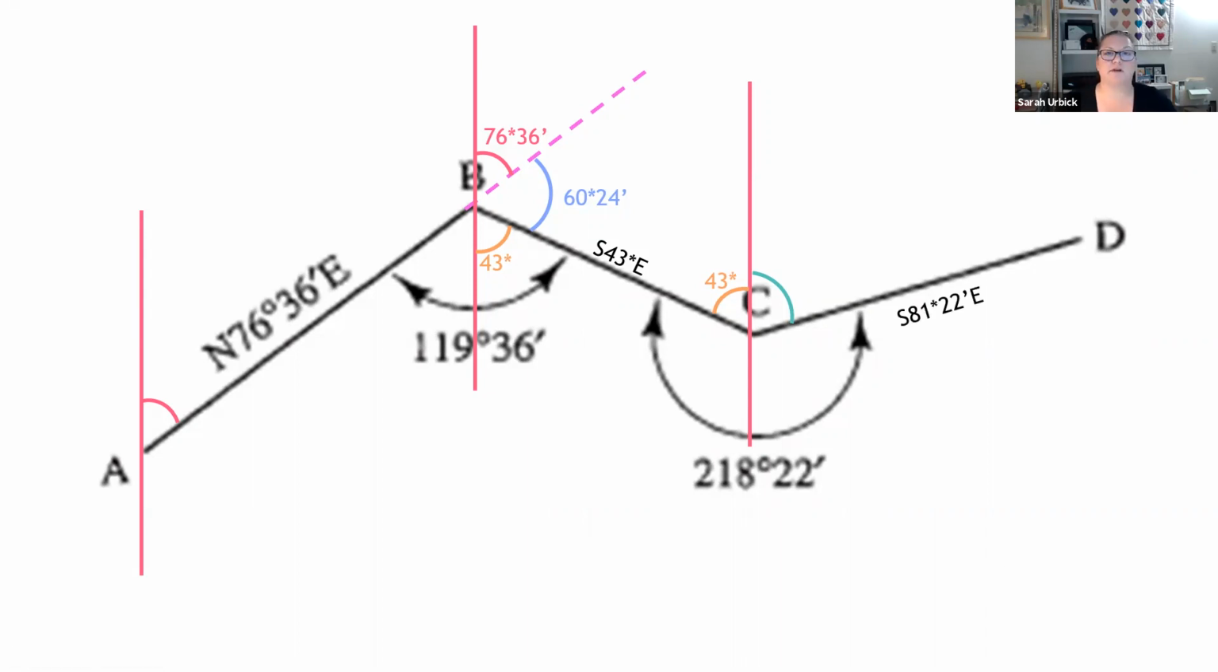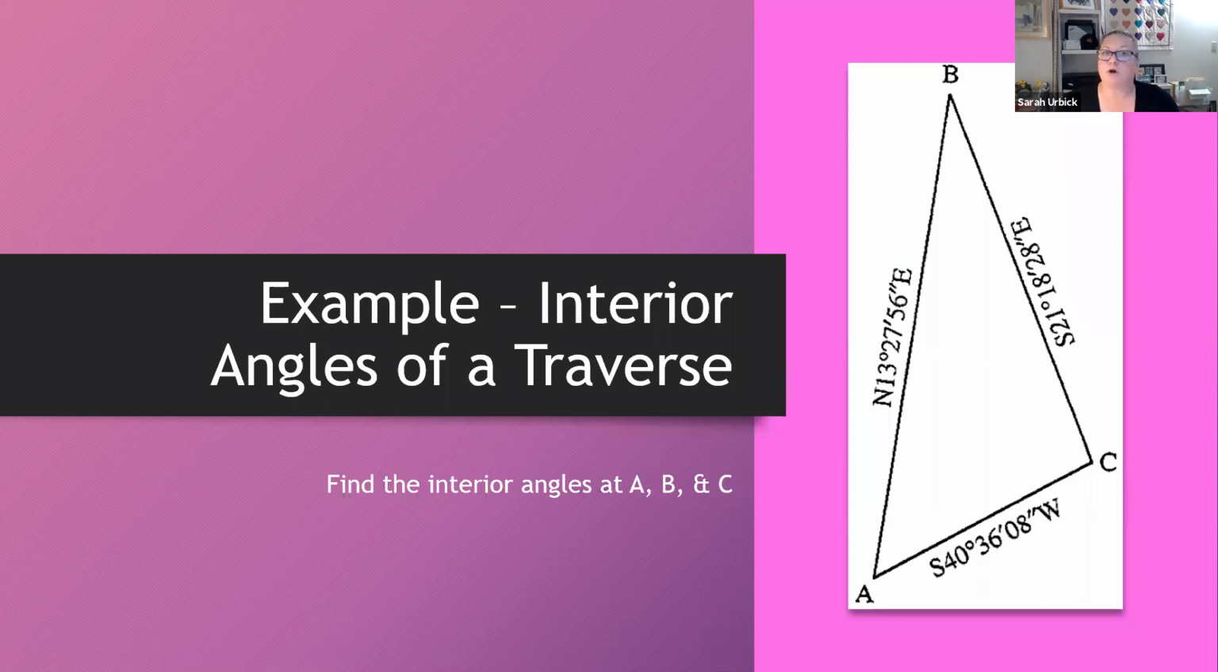All right, so there's our bearings. That would be our answer that we're looking for. Line segment BC, south 43 east, C to D, south 81 degrees, 22 minutes east. All right, so next up is going to be the interior angles of a traverse. Coming back to the beginning, if we're talking about things like property surveys, we always come back to the beginning, right? We need to know that we've closed that loop, that we have bounded the entire area.